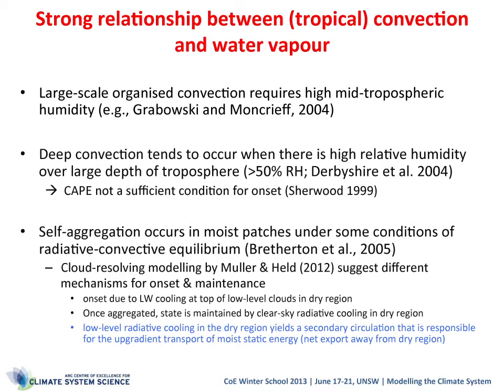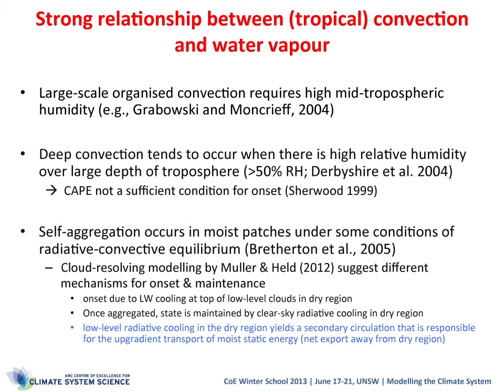There have been some modeling studies, some cloud resolving and some using aquaplanet simulations, which show a very strong relationship between tropical convection and water vapor. Large-scale organized convection in the tropics in their aquaplanet simulations requires high levels of mid-tropospheric humidity. And then the study by Derbyshire and others, using the unified model in cloud resolving simulation, shows that deep convection tends to occur when there's high relative humidity over a large depth of the troposphere.